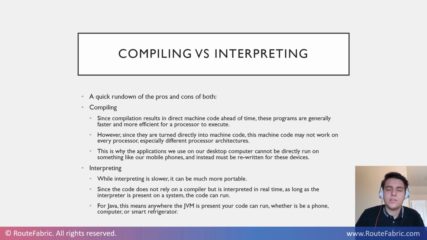Well, if a different processor has a different list of instructions, for example, your phone processor has a very different list of instructions than your desktop computer processor, then you're going to run into a problem because your processor is not going to know what to do with this machine code. It's going to look at it and say, I don't know what any of this means, and your program isn't going to work.